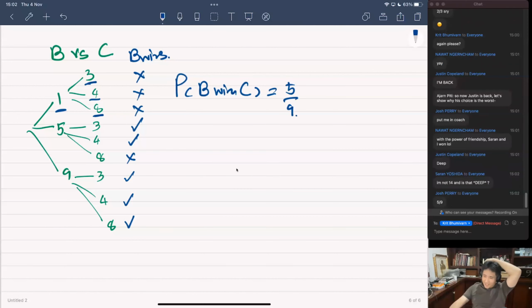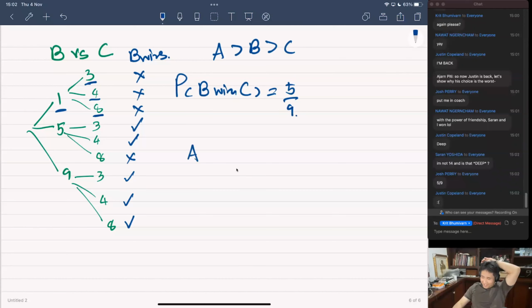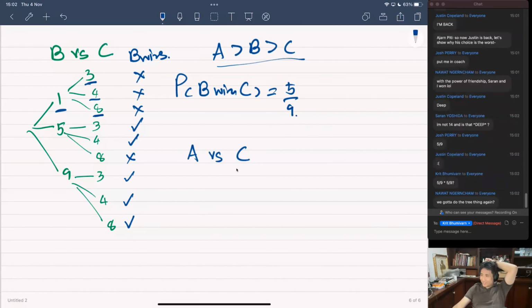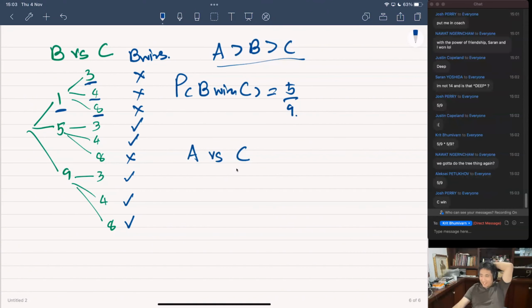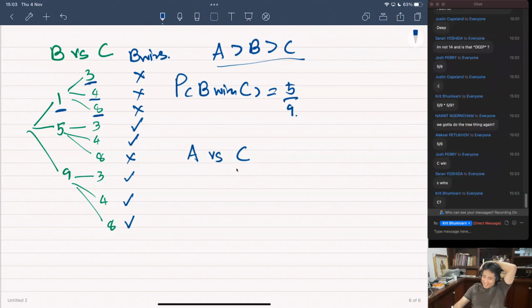Which means we learn two things. Maybe Justin is the worst, right? A is better than B and B is better than C. So what do you think happens if I get A and C to play each other? After we know this, what do you think? Yes, we're going to do the 3 thing again, but guess first. Should A win, or B win, or C win? C wins. Okay, let's do the 3.